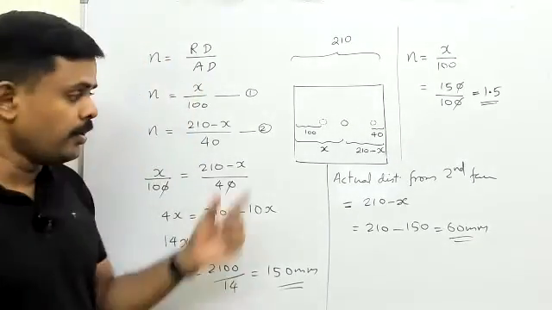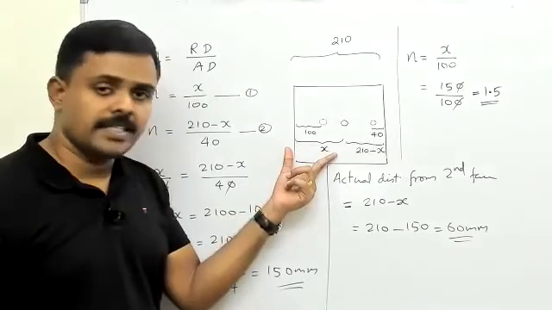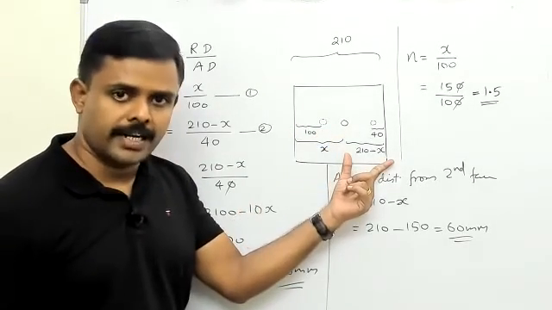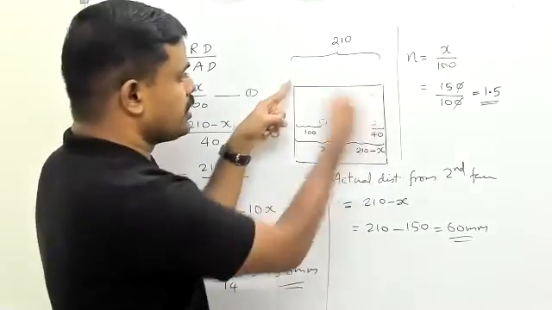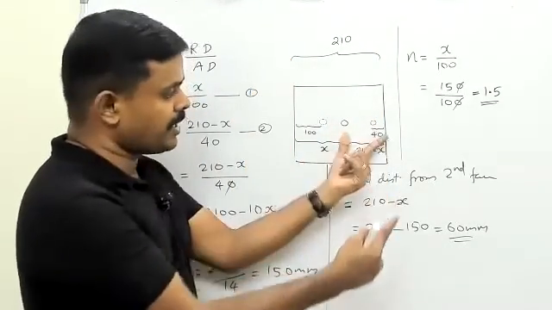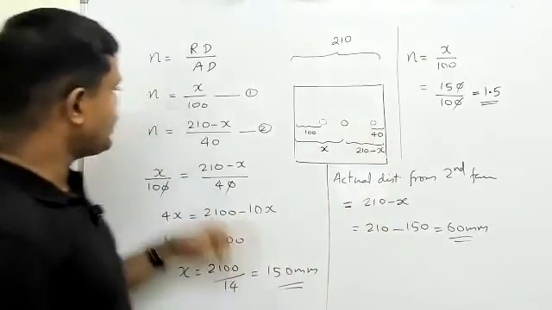Repeating one more time. When you look from the side, the real depth, I have taken as x. Apparent depth is 100 millimeters. From the other side, real depth is 210 minus x, because the total distance is 210. Apparent depth from the other side is 40. And then I write down two equations.